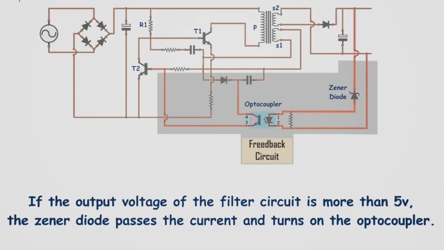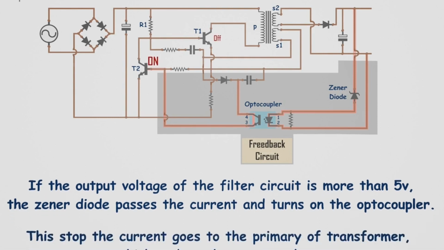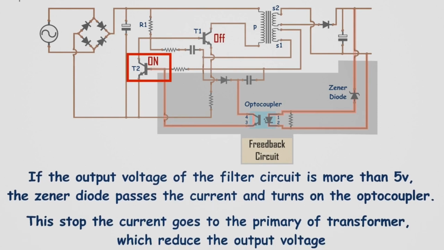If the output voltage of the filter circuit is more than 5 volts, the Zener diode passes the current and turns on the optocoupler. Then it passes the current to the base of T2 and makes it turn on. This again turns off T1 and stops the current going to the primary of the transformer, which reduces the output voltage.